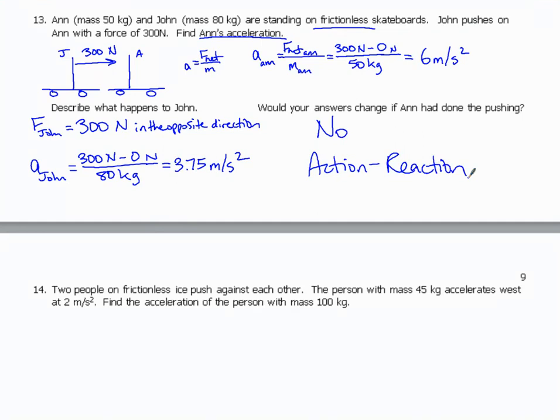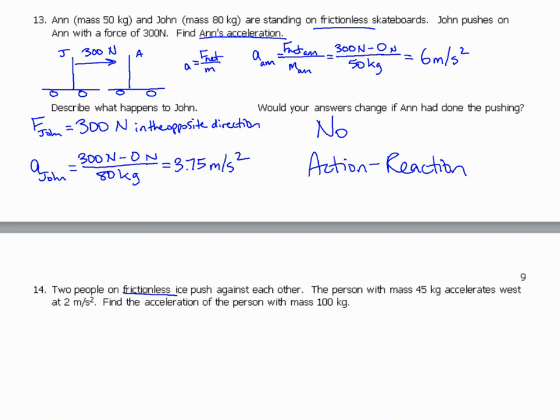So this is at the top of page 9. Two people on frictionless ice push against each other. A person with mass 45 kilograms accelerates west at 2 meters per second squared. Find the acceleration of the person with mass 100 kilograms.